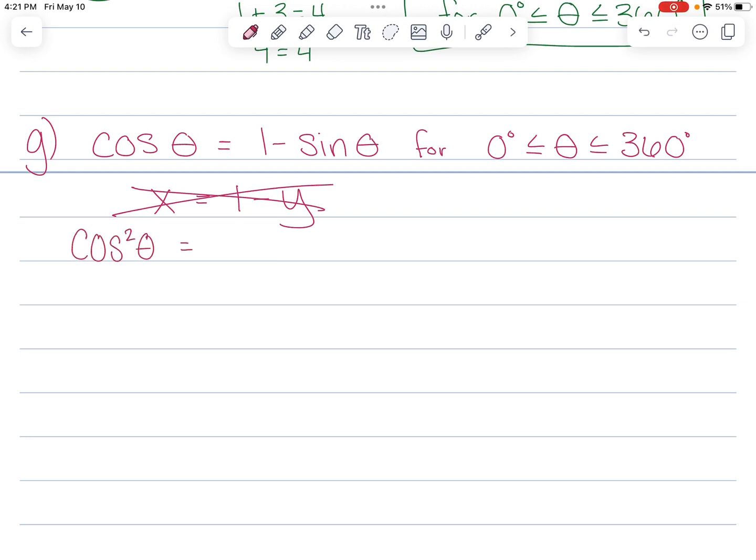So I square this side, I get cosine squared. I square this side, I have to remember I'm squaring the entire thing all at once, so I put it in parentheses and square it. To square a binomial, I do not square the individual pieces.